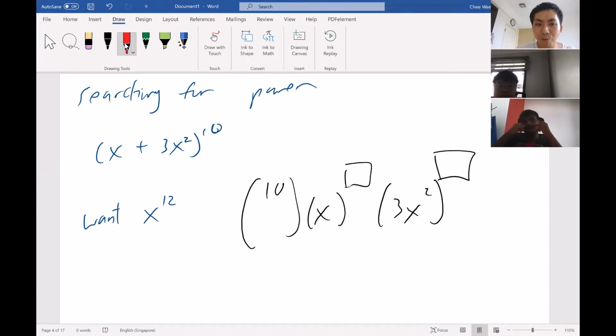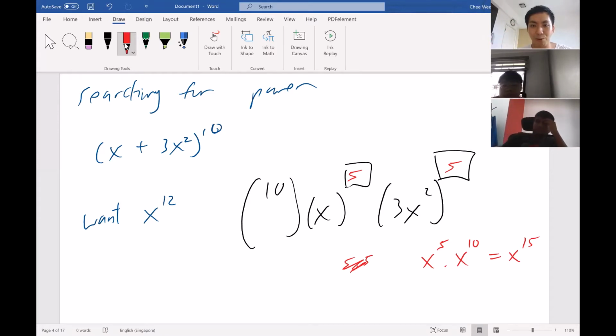Just think in terms of 5, 5. If I give 5, 5, what will I get? I will have x to the power of 5, x to the power of 10, which is actually x to the power of 15. Okay, and that's too high. So when splitting in half is too high, you must give more firepower to the x term and less firepower to the x squared term. Can follow this one? The idea behind this?